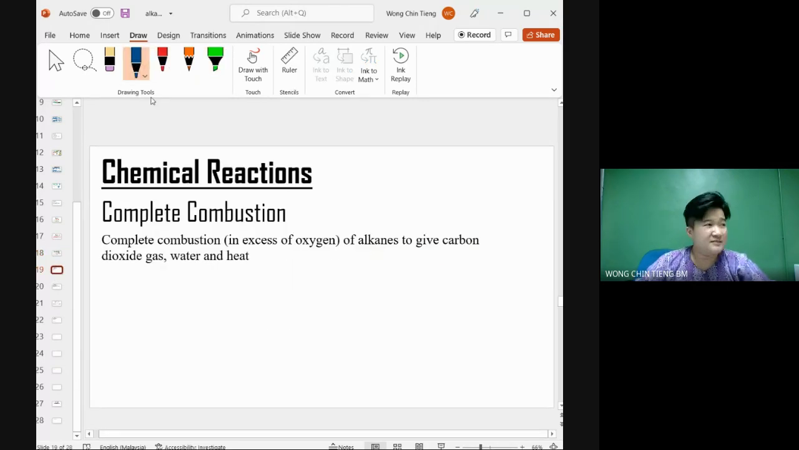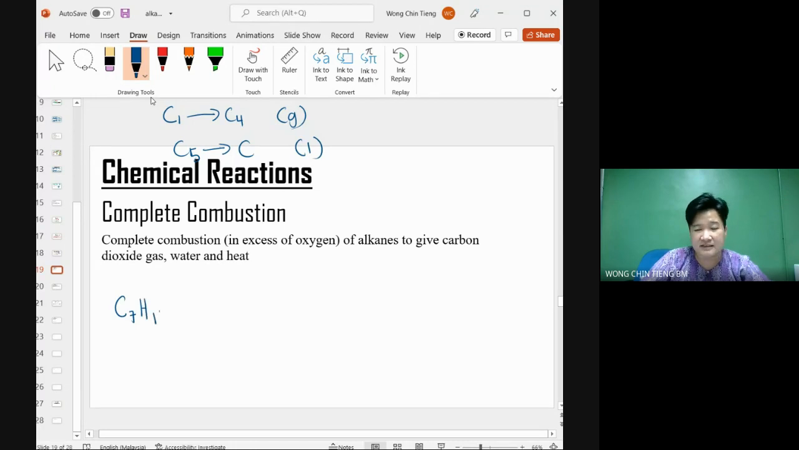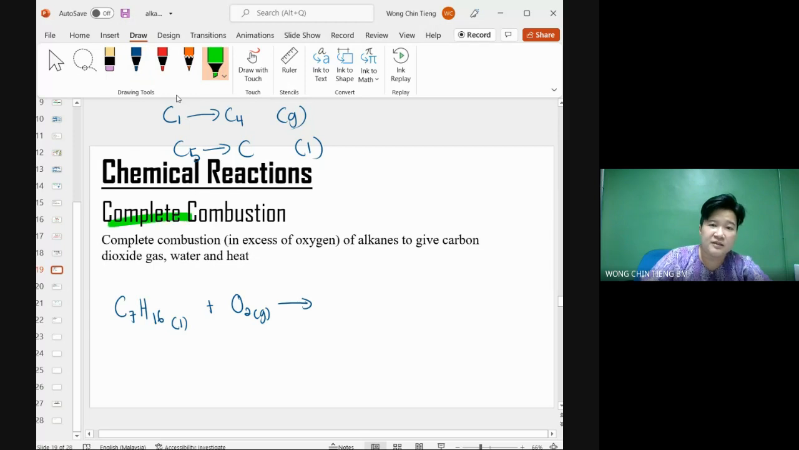Saya nak tunjuk balance equation sikit je. Kind reminder over here, C1 until C4 adalah gas. C5 until entah C berapa belas adalah liquid. Kita akan berhenti kat liquid je. So let's say if I'm having a C7H16, it's a liquid. And I burn this liquid in oxygen gas. Since it's under complete combustion, I will be forming carbon dioxide gas and H2O liquid.